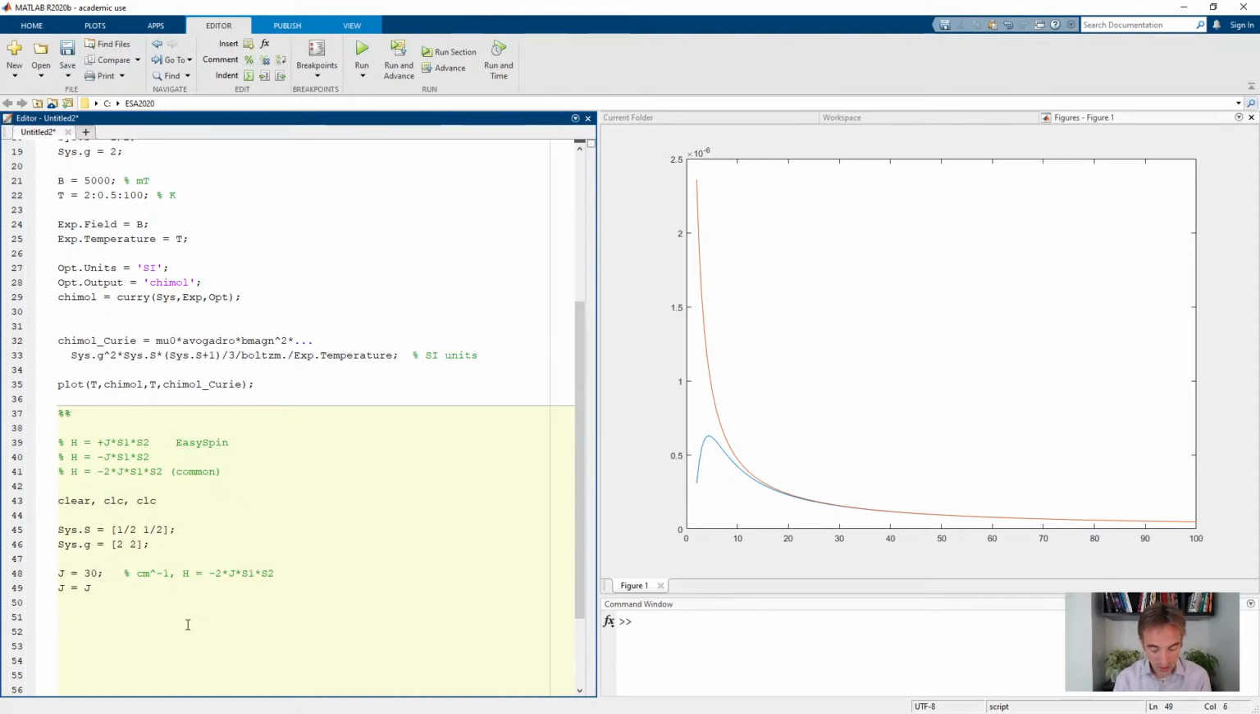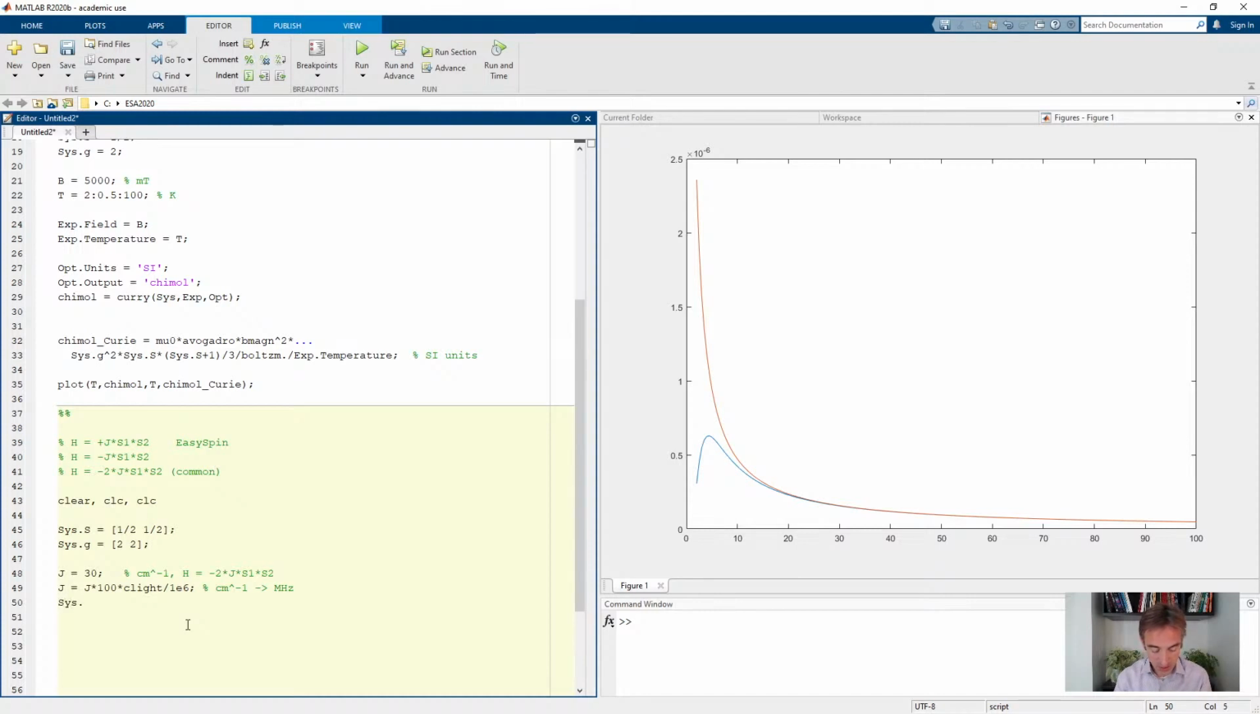So we take J, it's in inverse centimeters, we multiply it by 100, we get inverse meters. We multiply it by the speed of light to convert it to hertz. And then we divide it by 1,000,000, so 10 to the 6, to convert it to megahertz. So this is the conversion from inverse centimeters to megahertz. Okay, and so that is the unit conversion.